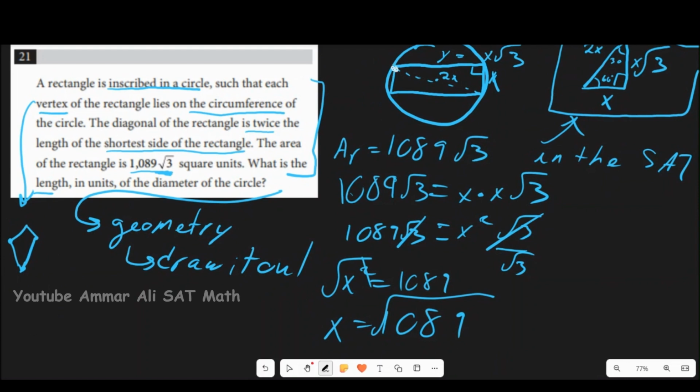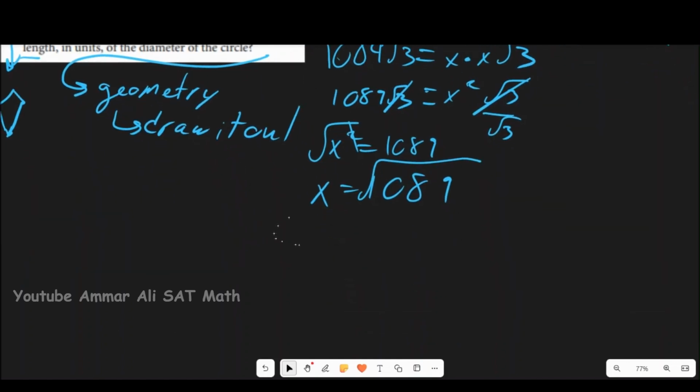Well, this diagonal touches this point of the circumference. It goes all the way across and touches this point of the circumference. So that means that it is a diameter, right? So let's just try and solve for 2x. So 2x is going to equal 2 times the square root of 1089.